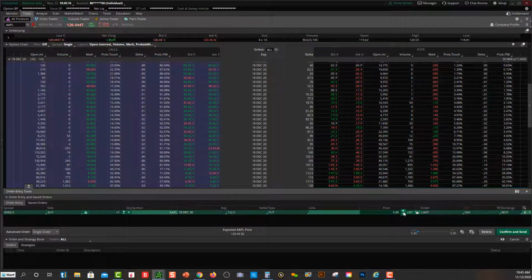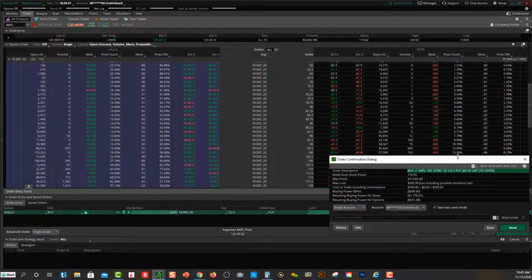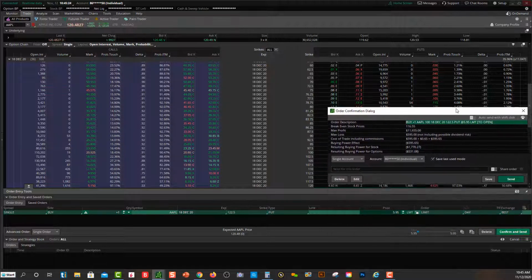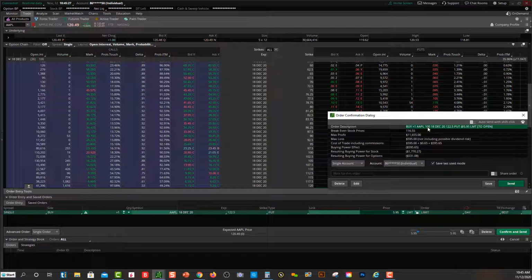You'll see the limit is, as of right now, $5.95. That's times 100, but again, it calculates for you. And you can see right over here how it breaks down. One Apple contract controls 100 shares, expiration date. And you'll see the break even is 116.55. Now, how did we come up with that number of 116.55, right? So on the put side, just a little bit different. You're taking the 122.50 strike price minus the price that you paid right here, which is $5.95.